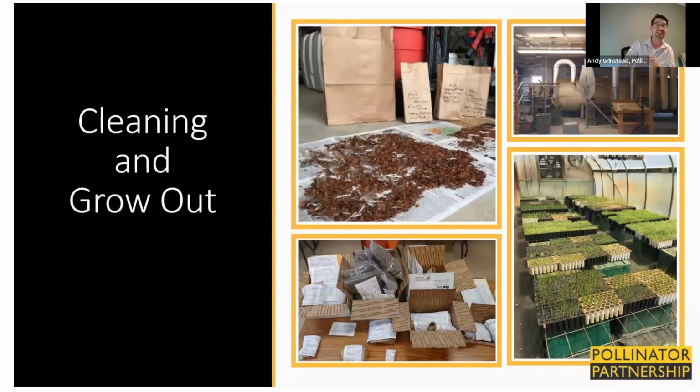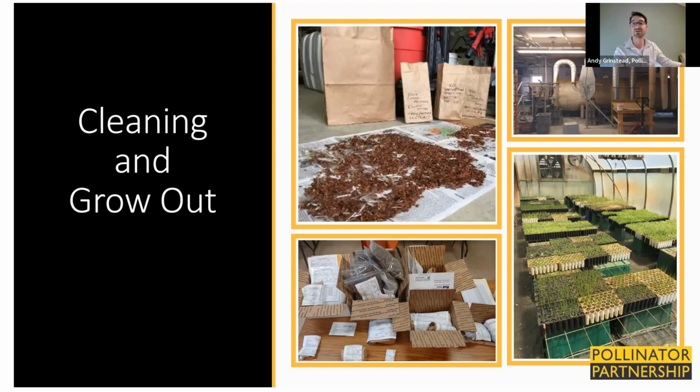The next phase is cleaning and grow out. The volunteers have collected seed, they've saved their location data, and labeled all collections using our predetermined and consistent naming convention, which is very important. They've sent the seed through the mail off into the unknown. What happens next? This is where our partnership with Illinois DNR Mason State Nursery comes into play.